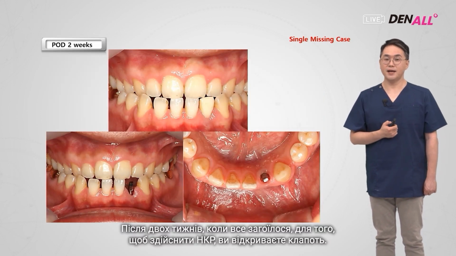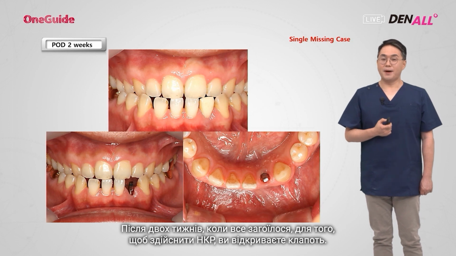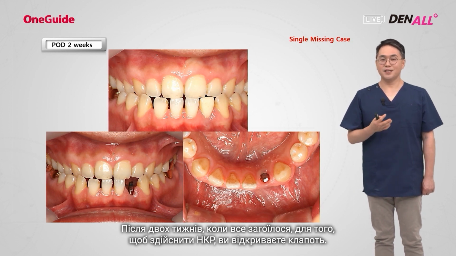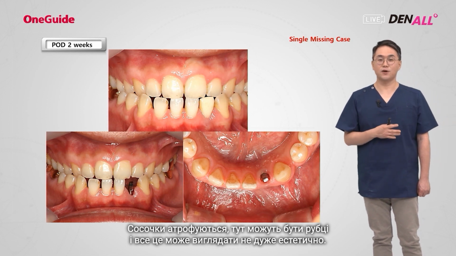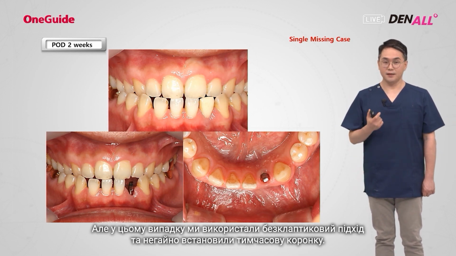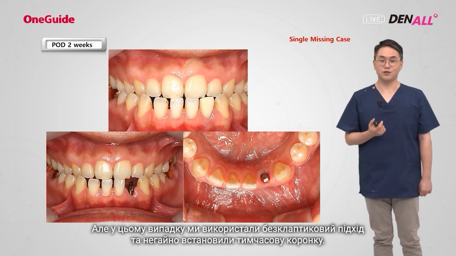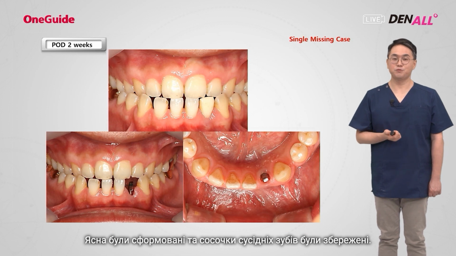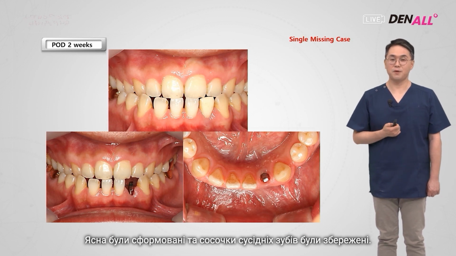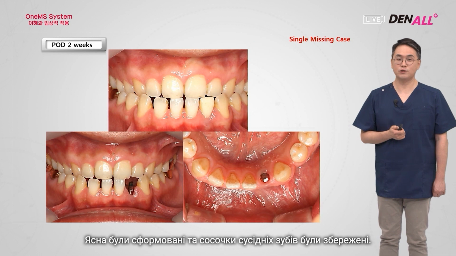After 2 weeks, this is how it's healed. If you had done GBR, you would open the flap, then the papilla would have receded, and there could have been scars, and it would not have been very aesthetic. But in such cases, we went with the flapless approach, and a temporary crown was delivered immediately. So it's molded to the gingiva, and the papilla of the adjacent teeth were maintained.